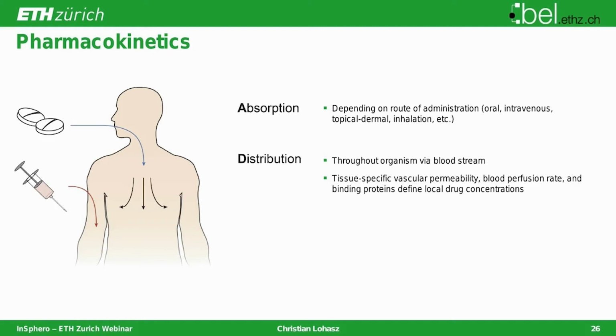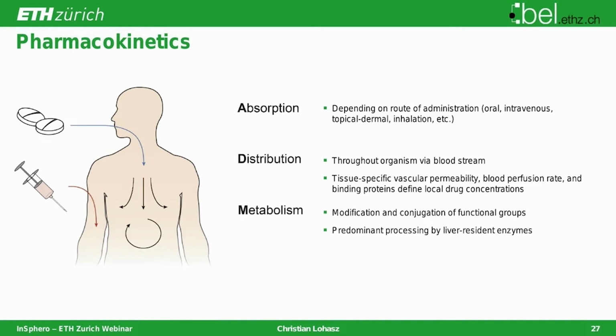A very important step is then the metabolism of drugs. Metabolization mainly takes place in the liver, where the compounds are modified and functional groups are conjugated. The resulting metabolites are then finally excreted from the body through feces, urine, or exhalation. The interplay of these four processes then defines the time during which the compound is present in the body and also the concentration at which the compounds are present.